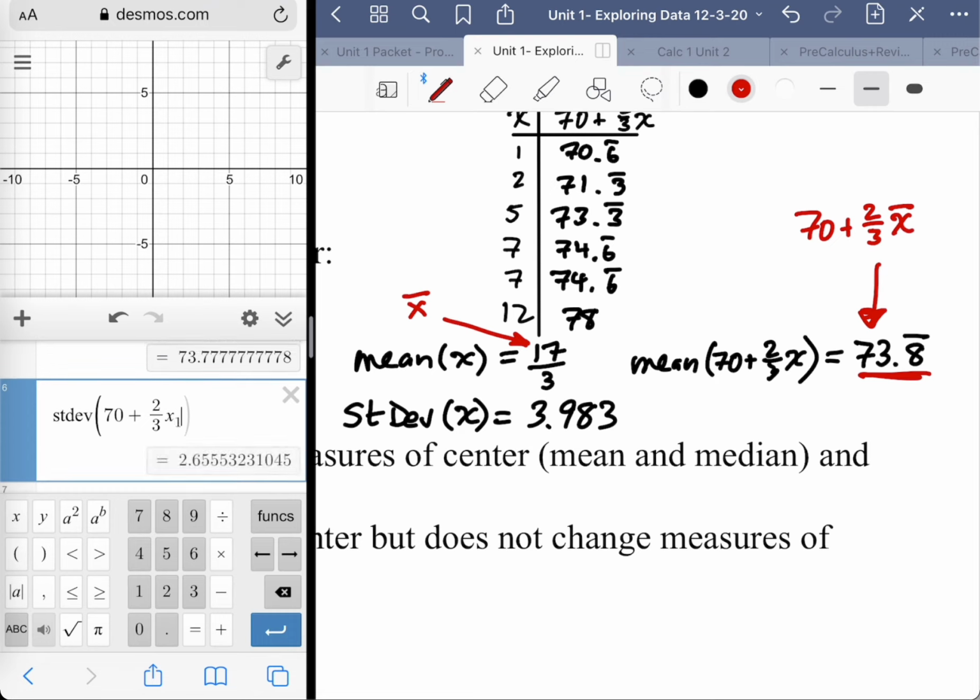All right, and so just to be clear, what I'm computing is the standard deviation of these values. All right, these new values, which are represented by 70 plus 2/3 x. So we're looking at approximately 2.656.